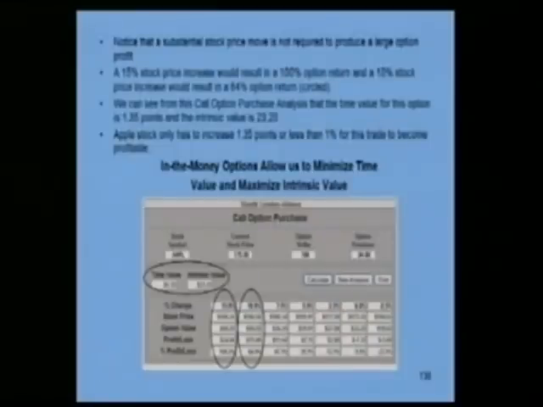With Apple trading at 173.25, if the time value is only 1.35, the stock does not have to go up much for you to profit. And at the same time, you're still going to realize a good return. If the stock goes up 10%, you're going to have a 64% return. If the stock goes up 15%, you're going to have a 100% return. So you can have a good return even though it's deep in the money.